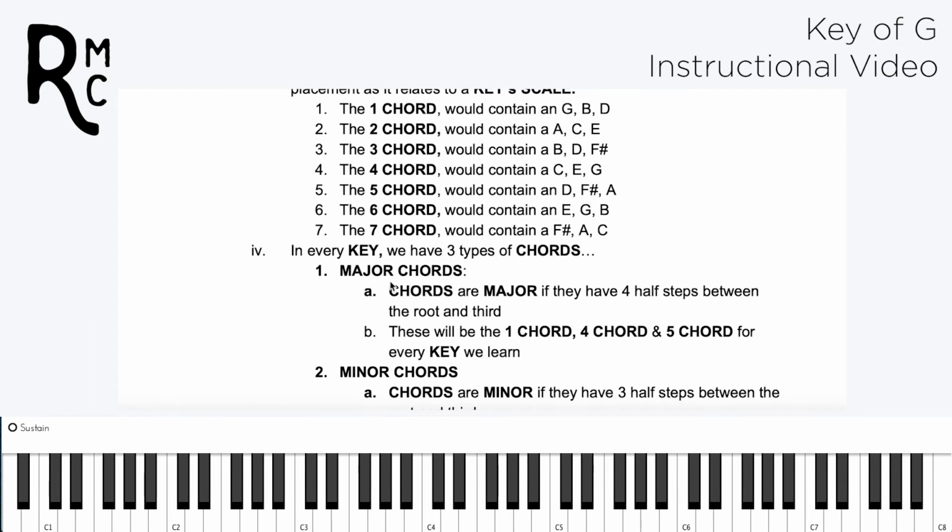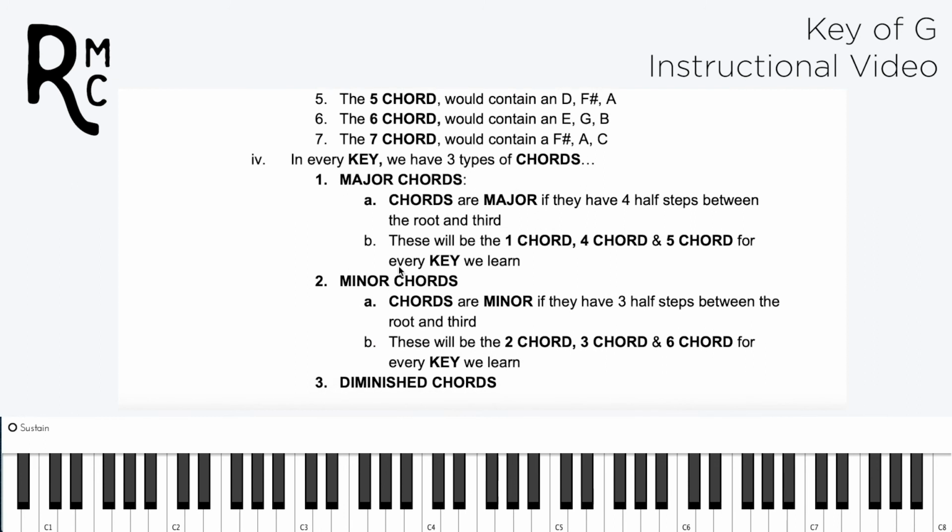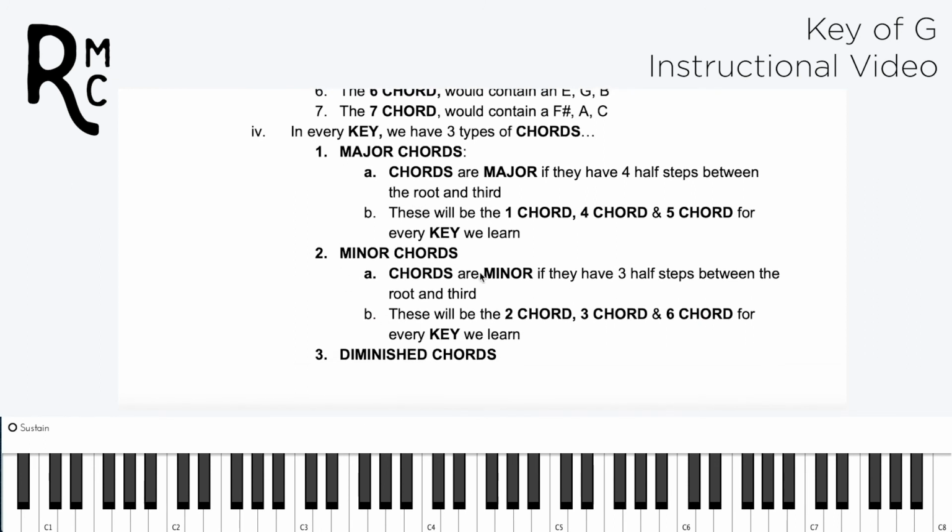different names. So in every key, we have 3 types of chords: major chords, minor chords, and diminished chords. And major and minor are the 2 that are more common. Diminished chords are rarely used in worship music, although some pop music and other genres of music will use diminished chords more likely, specifically jazz and some country and blues and things like that. But major and minor chords are primarily the ones we see in worship music. So let's talk about them.